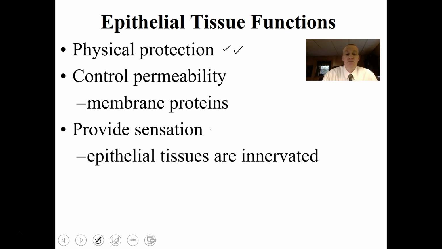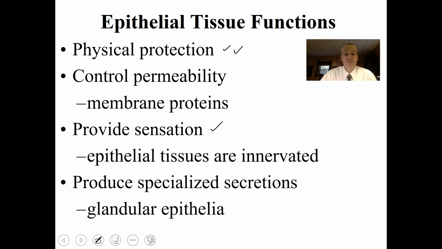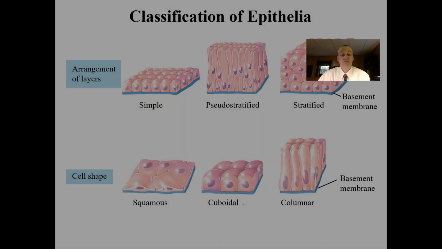Of course, epithelial tissues provide sensation. If you just take and run your finger over your arm, you can actually feel that because they are innervated. And this word right here means they have nerves going into it. They produce specialized secretions. So there is glandular epithelia that produces various things like breast milk or oils, like the oil secretions of your skin, or saliva.